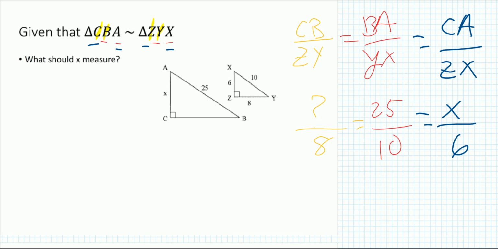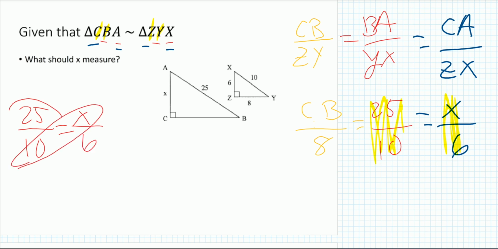So if you notice here, this question mark in the first one, I can easily put a different letter if you want to. The only variable that I would not use is x because we're already using x. So I'll just keep it as CB. And now you determine which two fractions are going to help you. It's pretty straightforward to realize you obviously need this one because you're solving for x. You only want one variable in the equation at a time, so you obviously need to use that one. So my equation is going to be 25 over 10 equals x over 6.